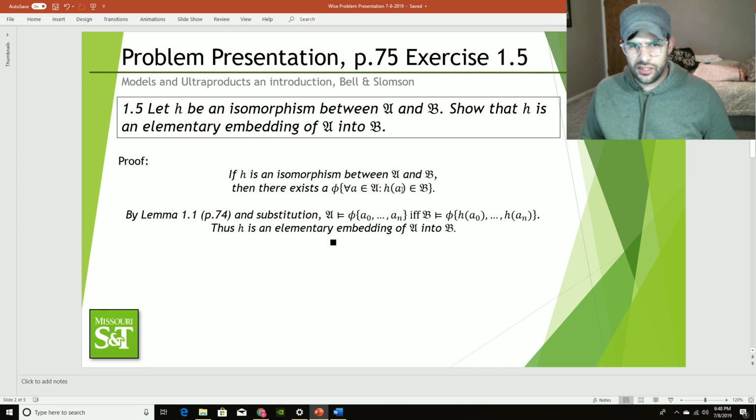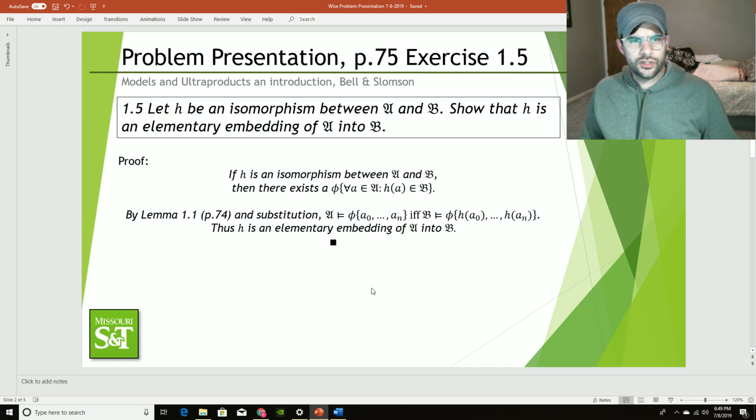but they are H of a, there's your H of a, from H of a0 all the way through H of an, the last nth case. And thus, because these are laid out by phi, because H is one-to-one and onto, H is an elementary embedding of U into B. I probably muddled that up a little bit, but I welcome an easier way to say that.